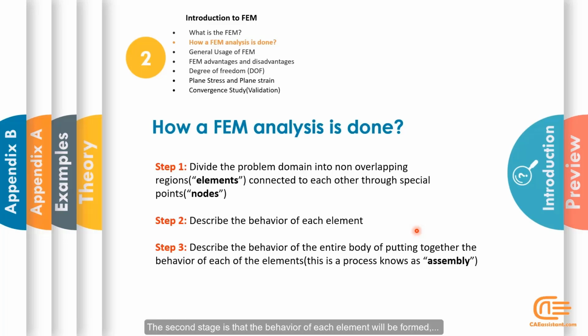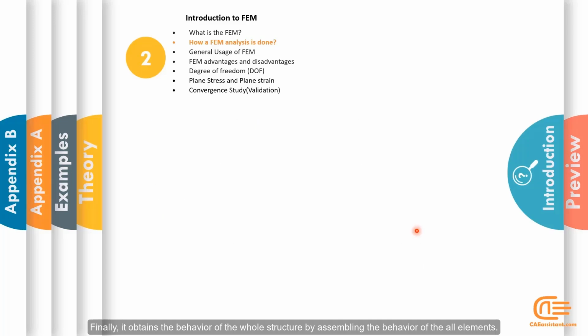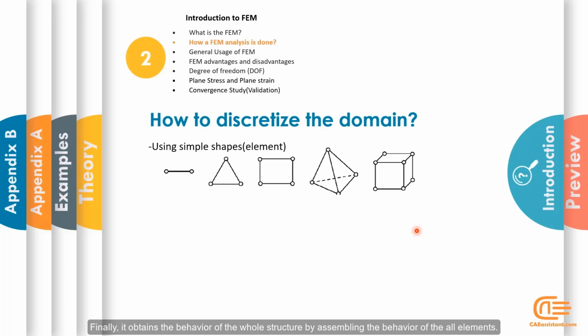The second stage is that the behavior of each element will be formed. Its behavior is determined according to what type of element it is. Finally, it obtains the behavior of the whole structure by assembling the behavior of all the elements.